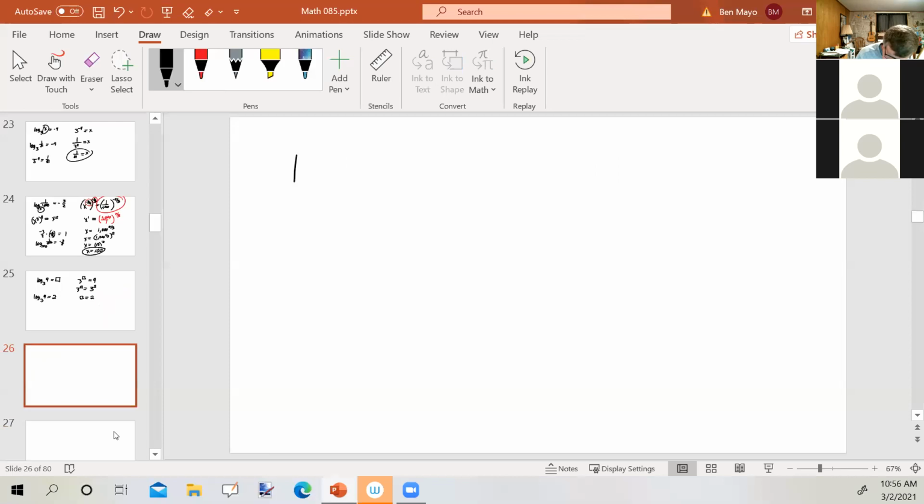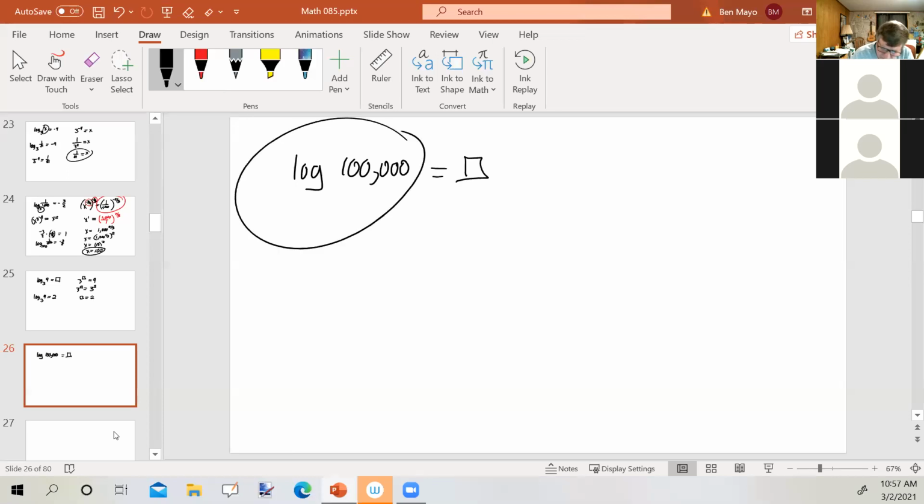Now, this says log of 100,000. No, that's all it says. Well, there's something missing here. What's missing? What didn't I write that maybe I should have? Anybody? What it's equal to, right? Well, we're going to say it's equal to something, but back here, there's something missing. The sub number, right? The base.